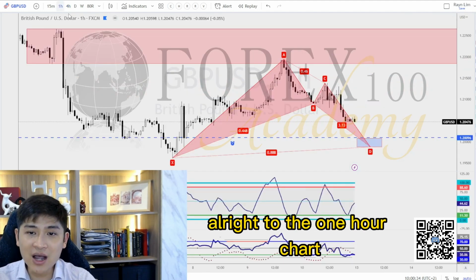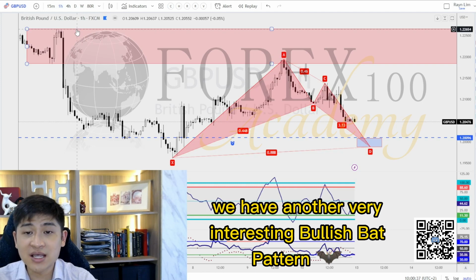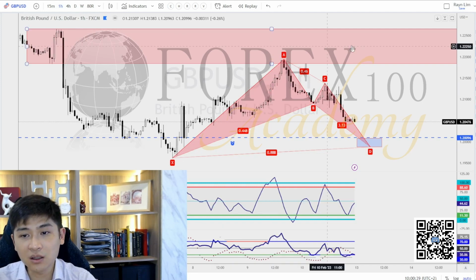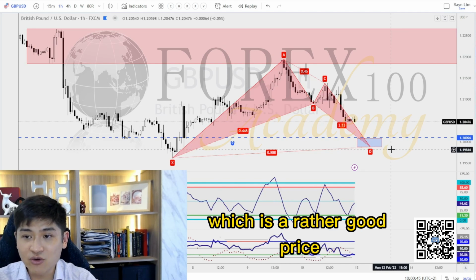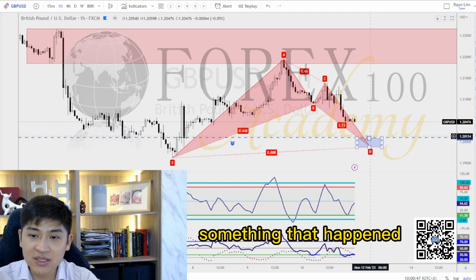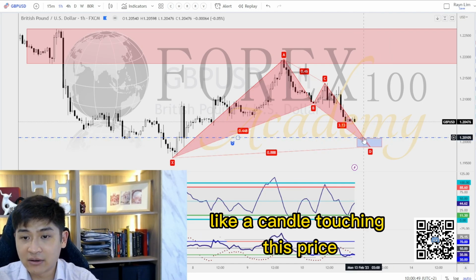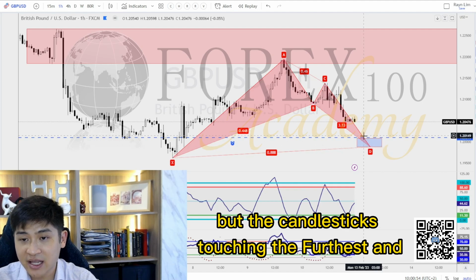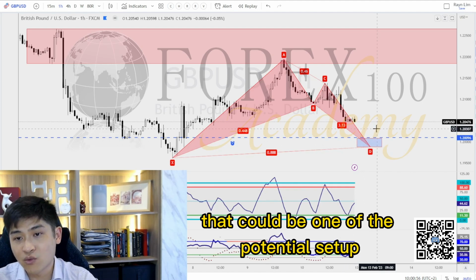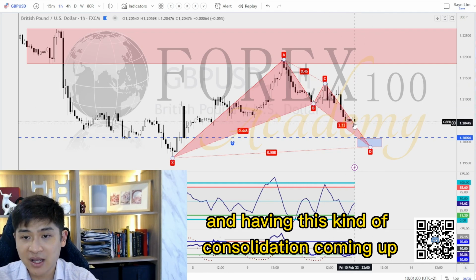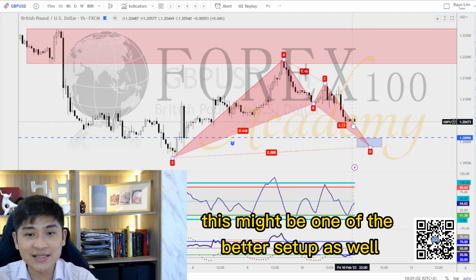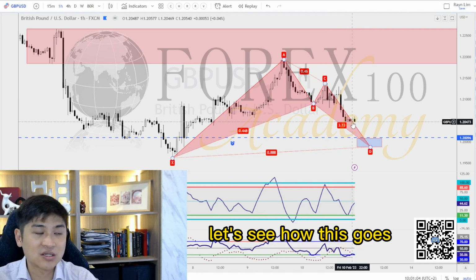All right, to the 1 hour chart, we have another very interesting bullish bat pattern. So the completion price I'm looking at is about 1.1988, which is a rather good price because of the 1.2 whole number. Something can happen like a candle touching this price, with the candlesticks touching the furthest end and reversing. That could be one of the potential setups, and having this kind of consolidation coming up, this might be one of the better setups as well. Let's see how this goes.